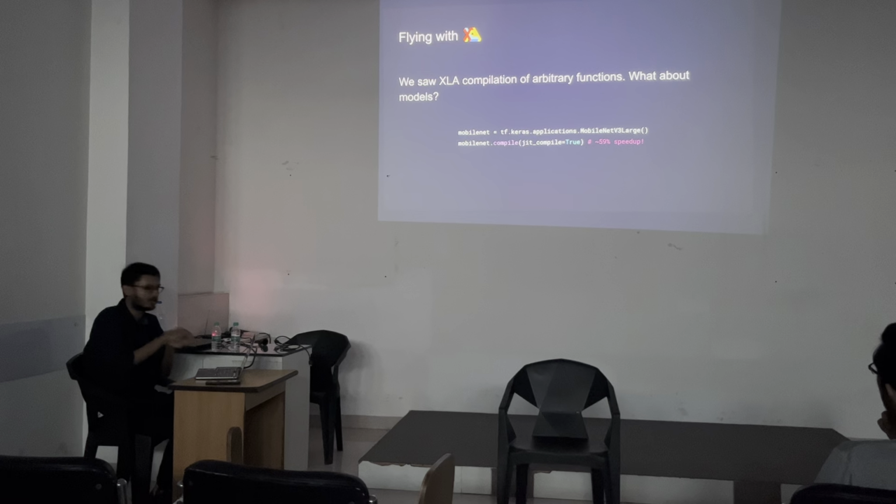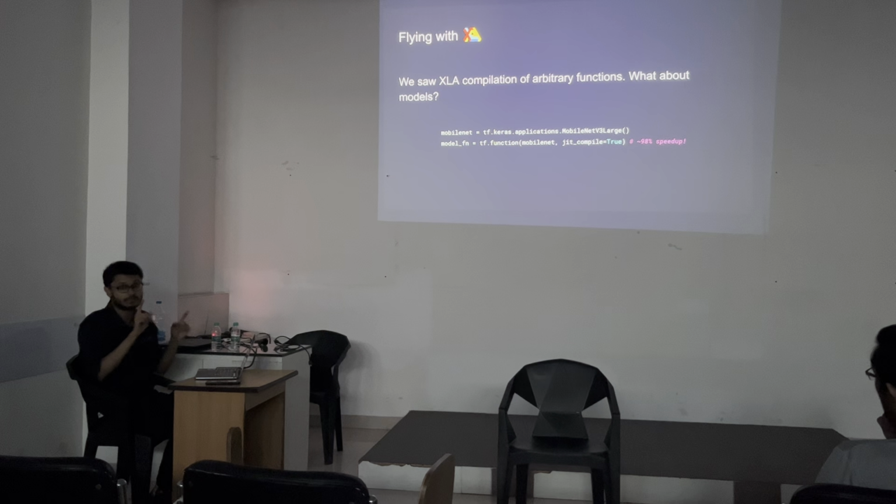What about my models? MobileNet V3 Large. If you load it with our favorite tf.keras.applications, and then if you call compile and specify jit_compile equals true, 59% speed up. I'm gonna show you the code. Of course, hold your horses. And then if you do it in the native way, if you trace the MobileNet function first, because remember, a model is also a TensorFlow program. It's not just a model, but it's also a TensorFlow program at the end of the day. If you trace it and then XLA compile it, 98% speed up.